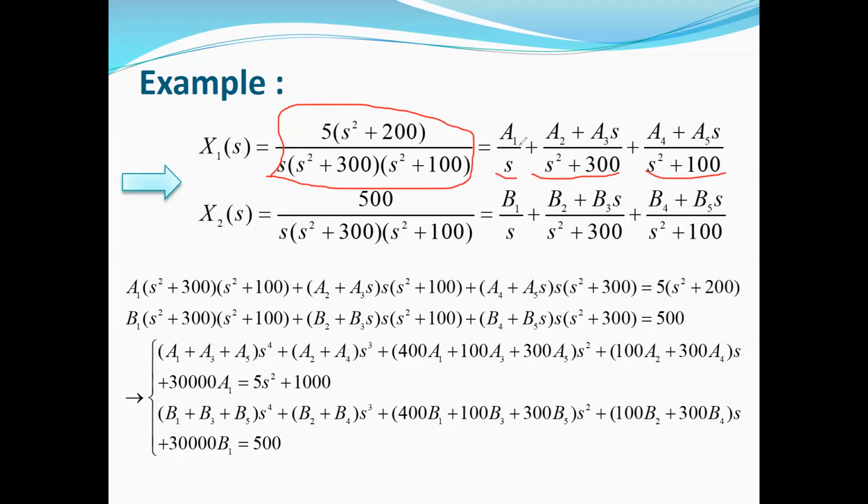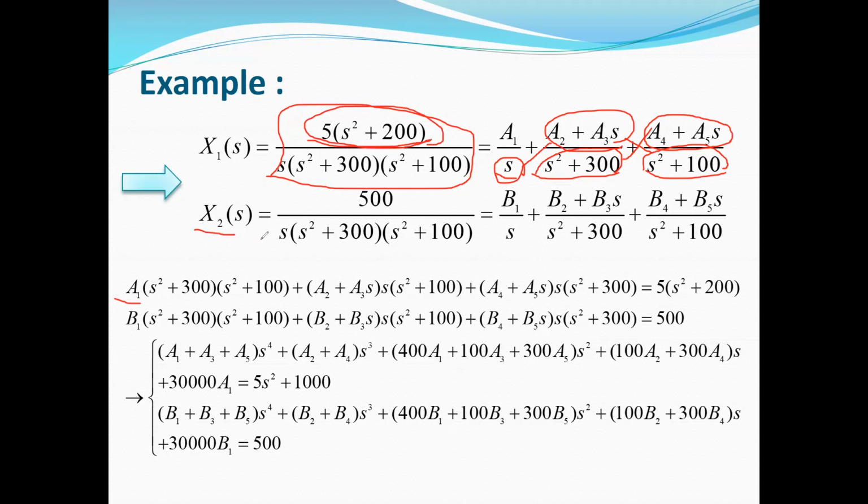You know that the numerator of the equation on the right hand side must be equal to the numerator of the equation on the left hand side. So a1 multiplied by the denominators of the second and third fractions, plus the numerator of the second fraction multiplied by the denominators of the first and third, plus the numerator of the third fraction multiplied by the denominators of the first and second, must be equal to the numerator of the equation on the left hand side.